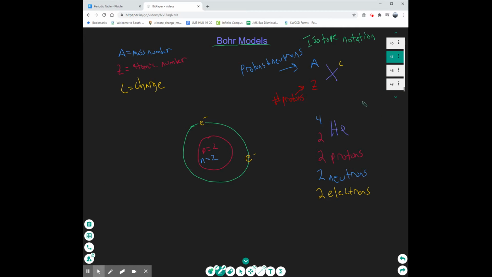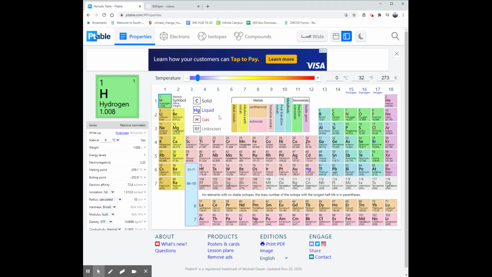So we have made a model of helium, right? Let's say we wanted to pull something out of the second row. Let's do carbon. Everyone loves carbon, right?